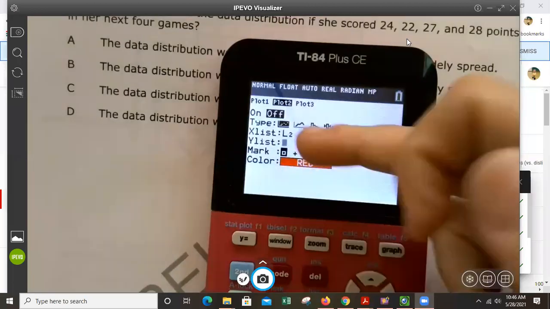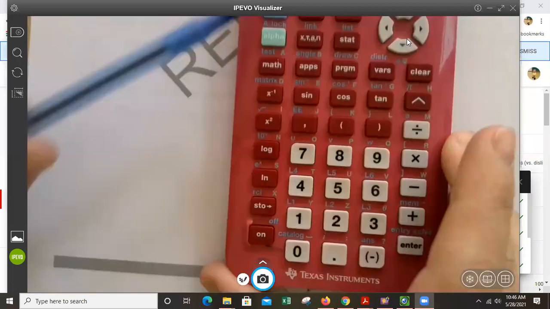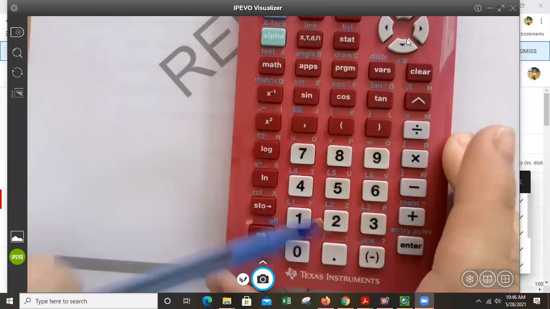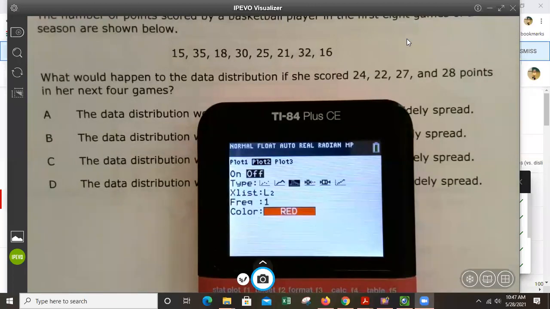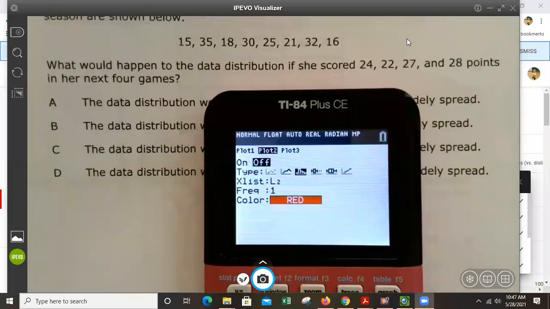And I'm going to change this one to L2. The way you do that is second and 2. Second and 2. And I'm gonna change it to, stop, hold on, it's being weird. There we go. Change it to the bar graph and then L2. And turn it on.